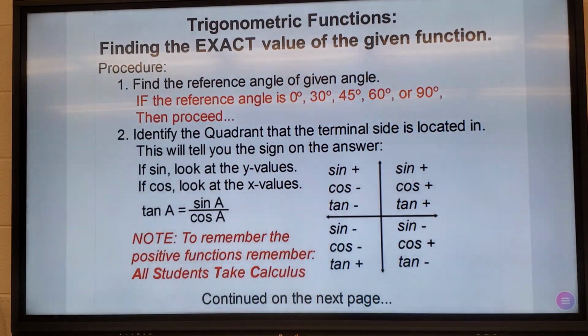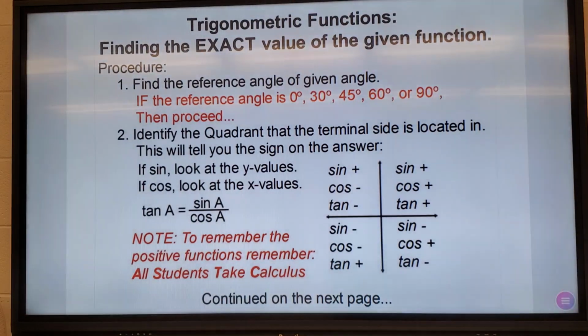Okay, this page will take a little bit to get through and explain. Again, this is just the procedure on how to find the exact value of the given function. I'm going to break this apart on the worksheets into 3 sections. First part there is just finding the reference angle.